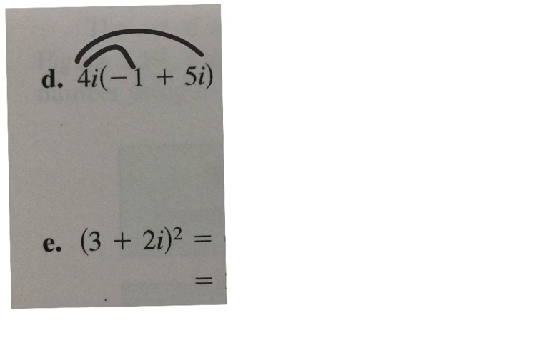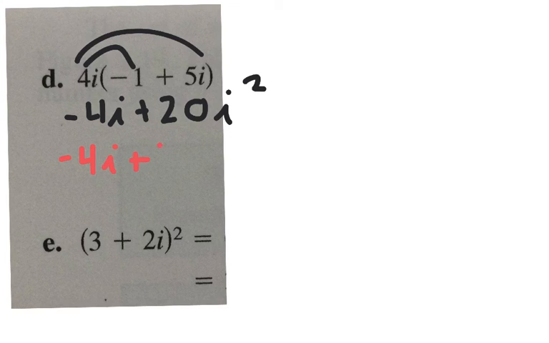So if I distribute here, 4i times negative 1, that's going to give me negative 4i. 4i times 5i gives me positive 20i squared. But I can't have an i squared in my final answer. So I know i squared is the same thing as negative 1. So this is going to give me negative 20 minus 4i.